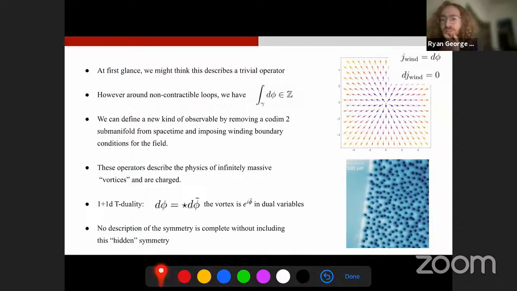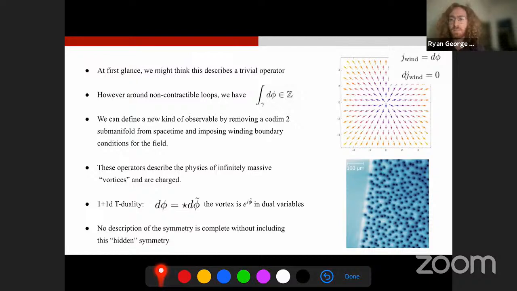Actually, at first glance, you might think that it's a trivial operator, right? Because J is d phi, you might think that it's exact, except that phi is circle valued. So actually, the integral of d phi around closed loops in general has to be an integer. And especially for non-contractible loops, that integer can be any integer. It computes the winding number of phi. So along a contractible loop, you'd think that the winding number is zero if phi is smooth. But actually, in situations where you might like to study this field theory, phi typically has singularities.